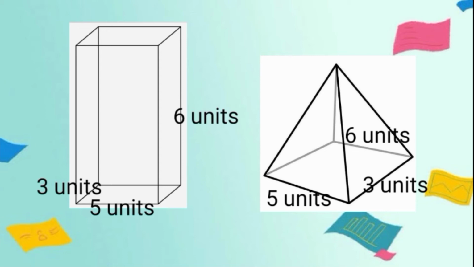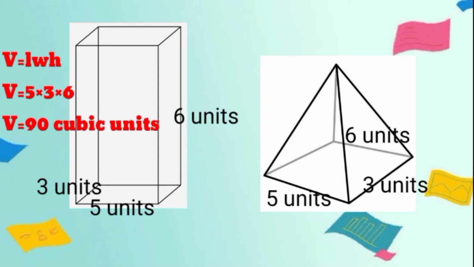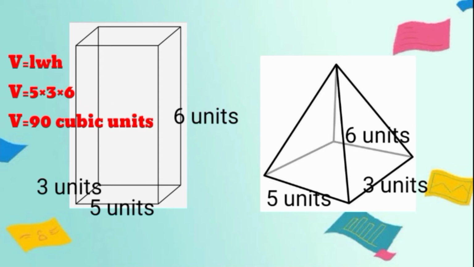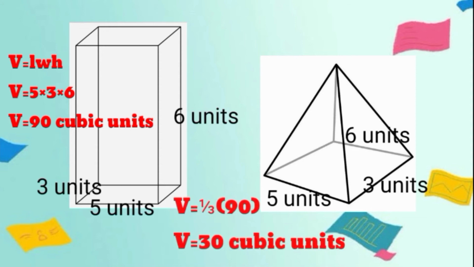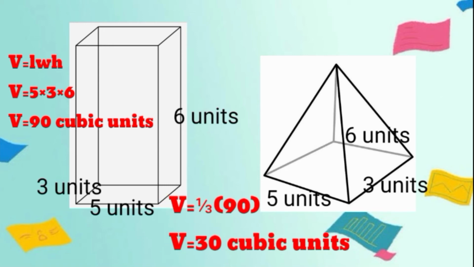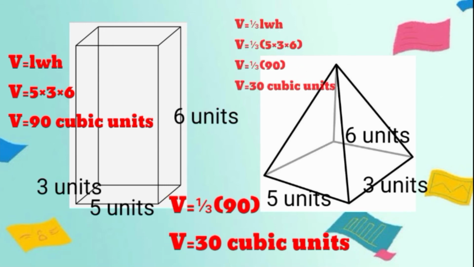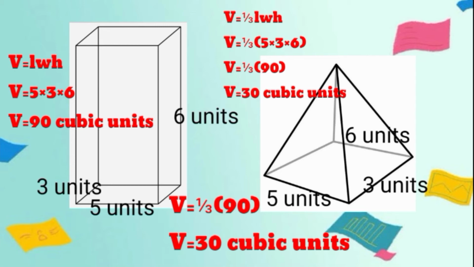So, from the given example, the volume of the rectangular prism is 90 cubic units. So, we are going to get 1/3 of 90 cubic units to get the volume of the pyramid, which is 30 cubic units. Or you can apply the formula, V = 1/3 × L × W × H.